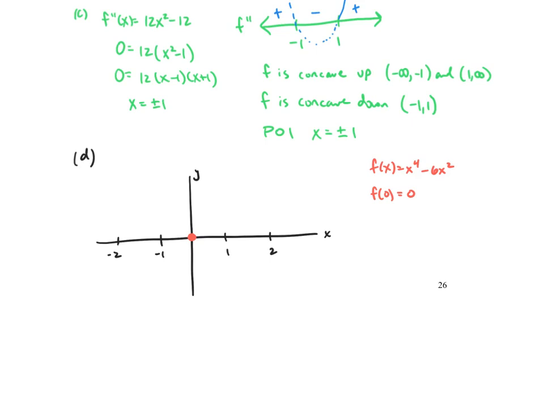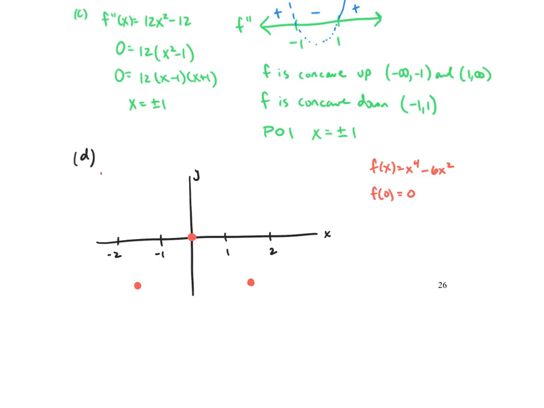I also know that the minimums are at negative root 3. I'm just going to say that's about here, and positive root 3. I'm just going to say that's about there. So I'm ballparking the x value. I have no y scale on the y-axis, and so I'm not going to worry about that too much. We do know that the function is going to decrease from negative infinity down to negative root 3.